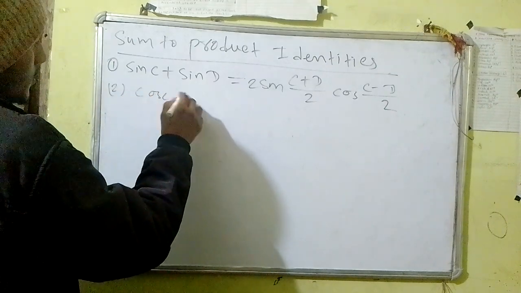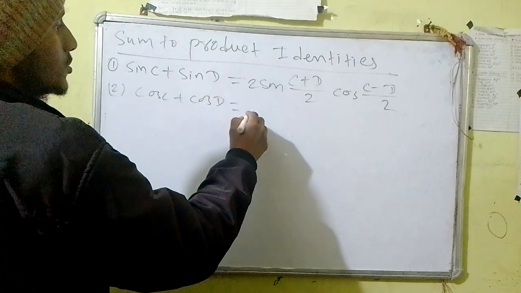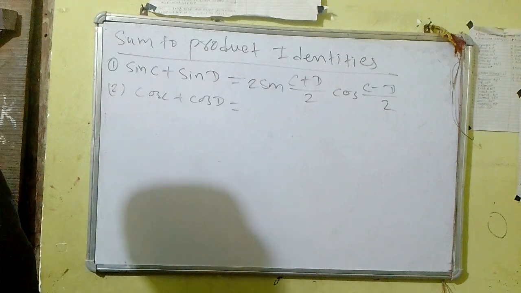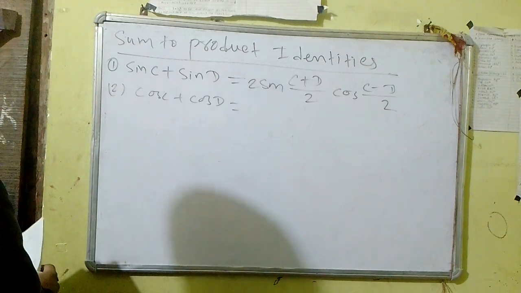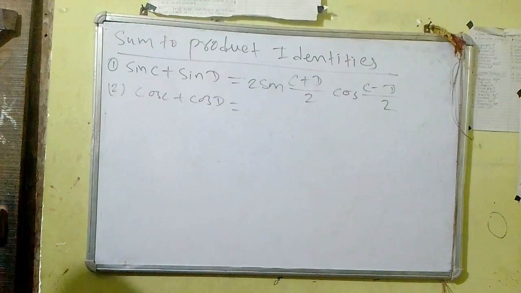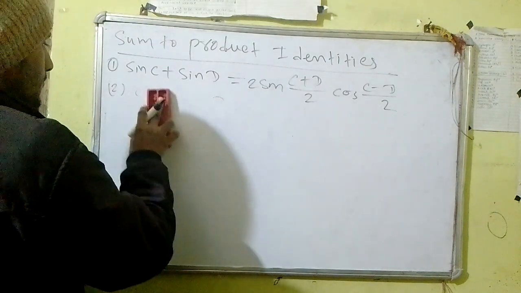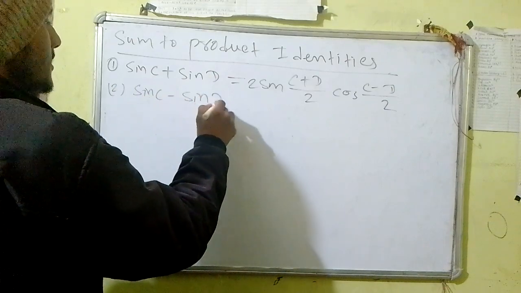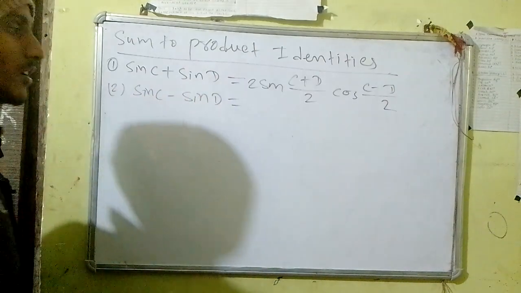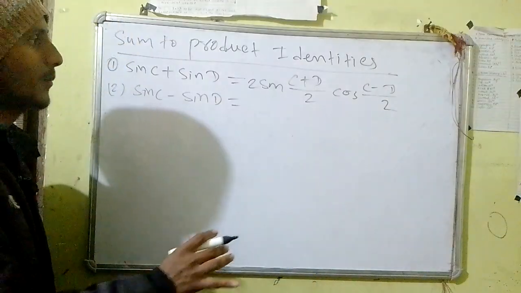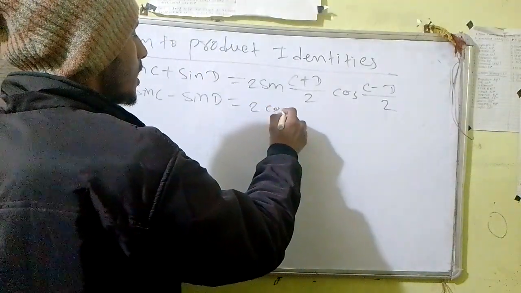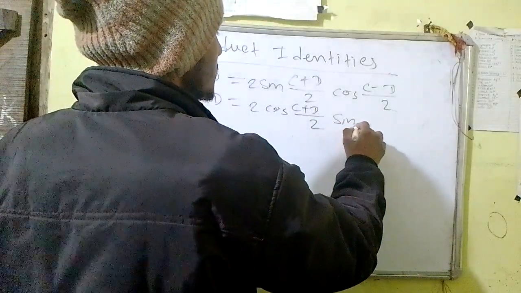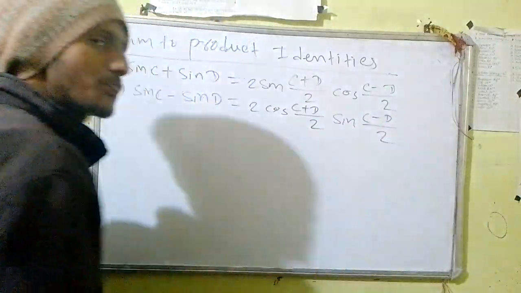Next is cosine C plus cosine D. Wait a minute, let me write all those correctly. Second one is this. I forgot this one: sine C minus sine D is there as well. This is the same thing, but it gets swapped. Sine C minus sine D is 2 cosine of C plus D over 2 times sine of C minus D over 2.